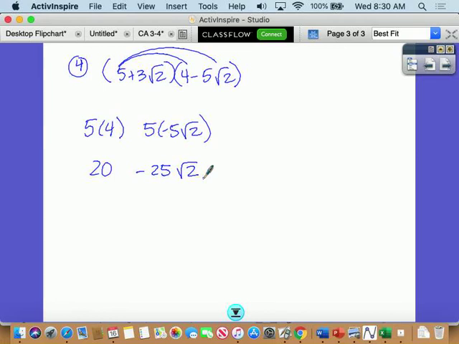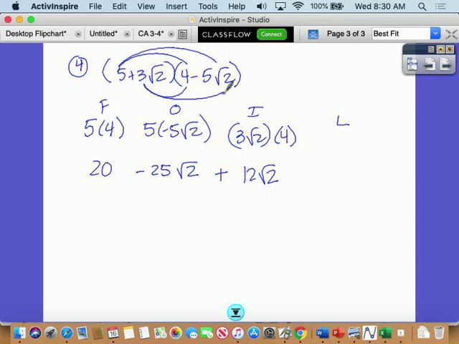Now I need to distribute the 3 square root of 2. I'm going to do 3 square root of 2 times 4, and then 3 square root of 2 times negative 5 square root of 2. If you're doing FOIL, that's your I, your inner times your inner. So that's 3 square root of 2 times 4, which is 12 square root of 2, and it's positive. And then finally, we distribute the 3 square root of 2 to the negative 5 square root of 2. Which, if you're doing FOIL, is last times last.